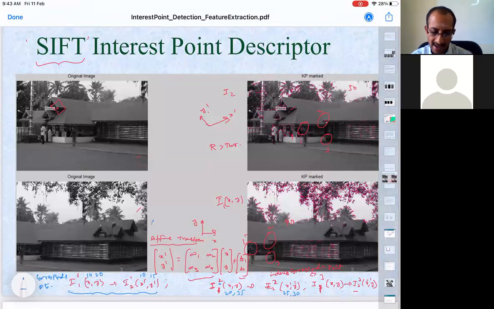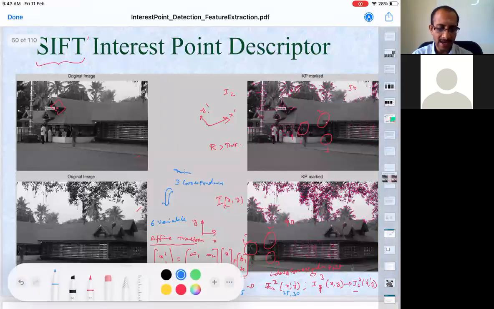6 variables. To solve 6 variables, how many equations are required? Each correspondence point gives 2 equations. And how many corresponding points are required to solve 6 variables? 3 correspondences. Minimum 3 correspondences are required. So with a minimum of 3, I can solve.